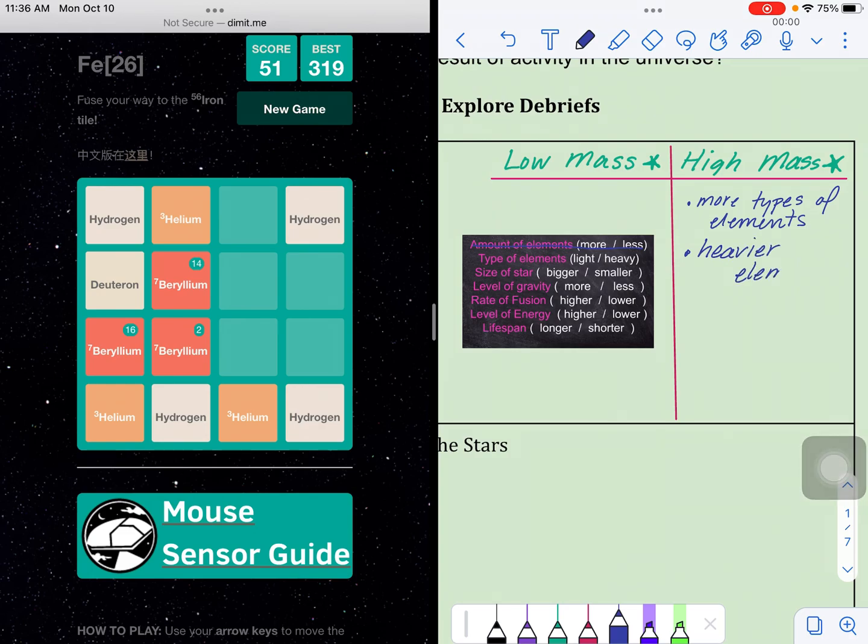Again, I'm not just going to write heavier, but I want to make sure I include that detail from the pink right here. So we have a few more things to think about. What type of size might we notice the star be? What level of gravity, fusion, energy, and lifespan? I'm going to have you pause the video and try to fill in those last 5 bullet points on your own.